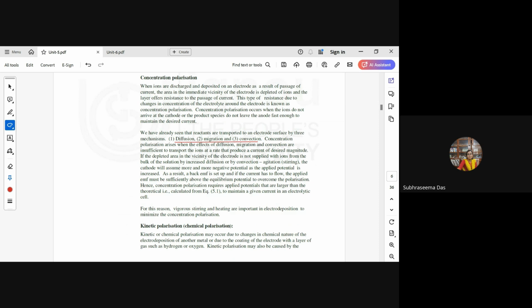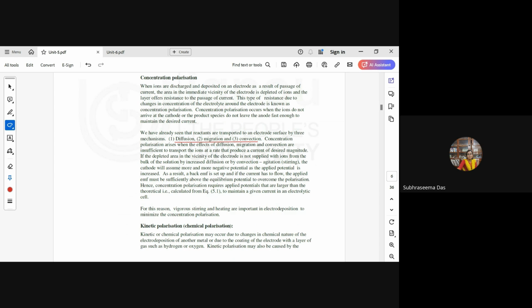So concentration polarization arises when these three effects, that is diffusion, migration, and convection, are insufficient to transport the electrons at a rate that produces the current of desired magnitude. So if the depleted area of the electrode is not supplied with the incoming ions, then the bulk of the solution is increased by stirring. So in most cases of electrogravimetry, stirring or agitation is mainly preferred.